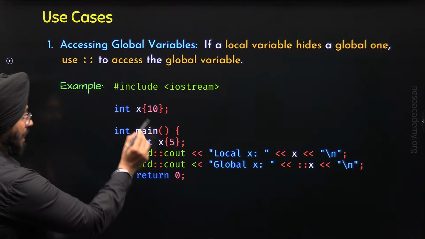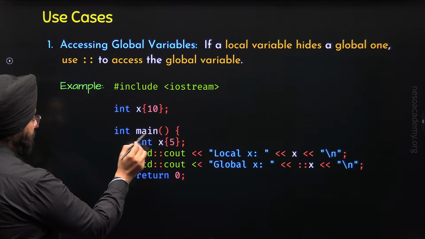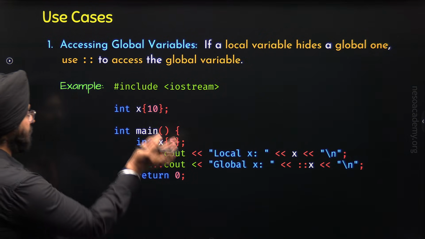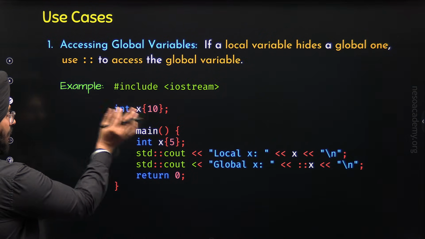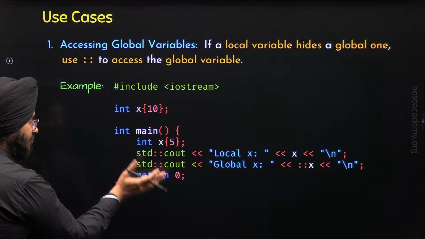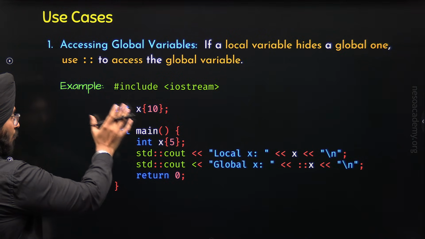So, this variable is also accessible within this main function. So that's why we call this variable a global variable. It is not defined within a function or an entity, it is defined in the program itself.